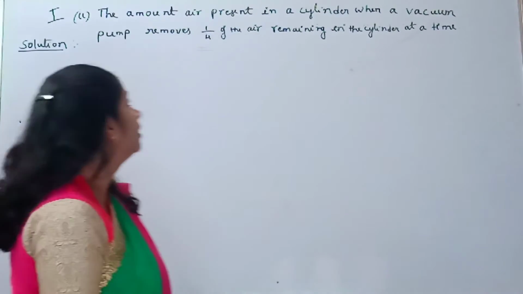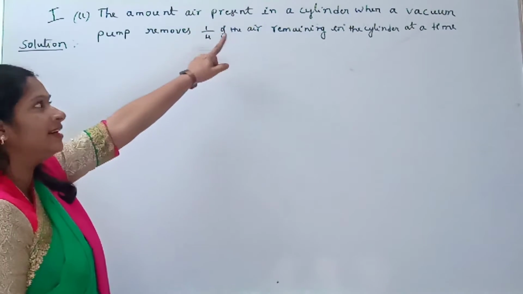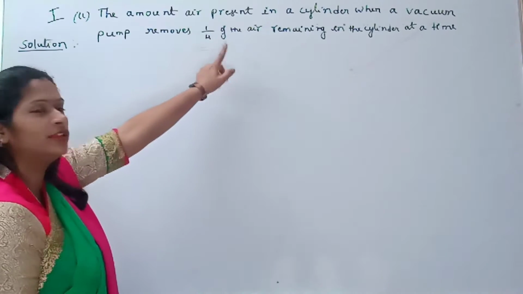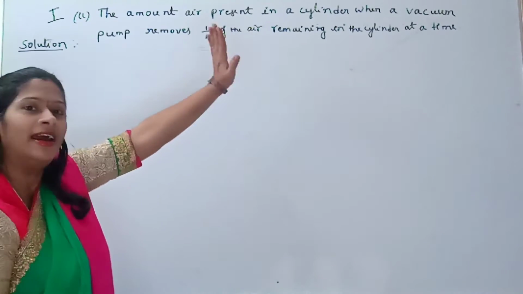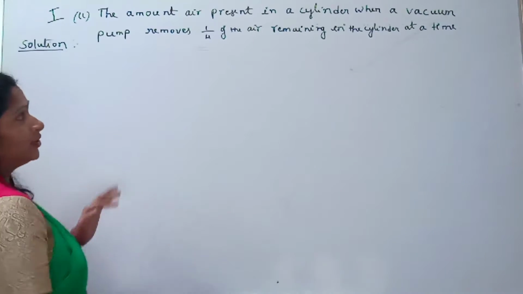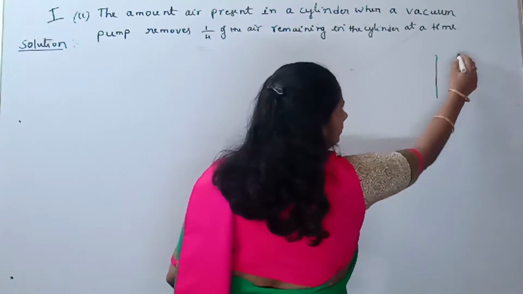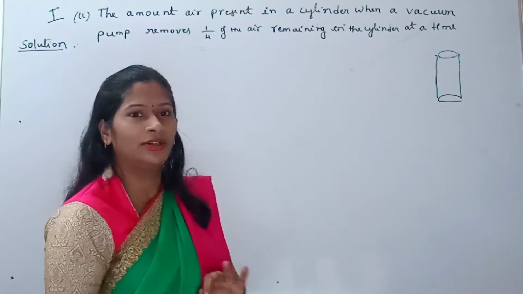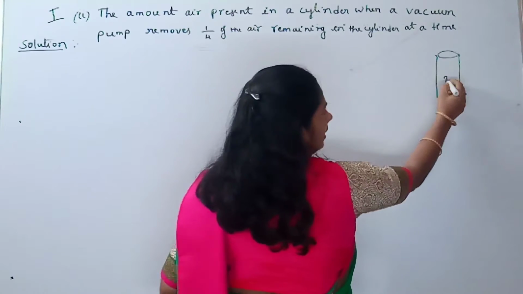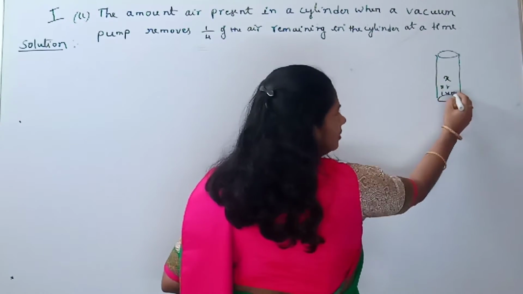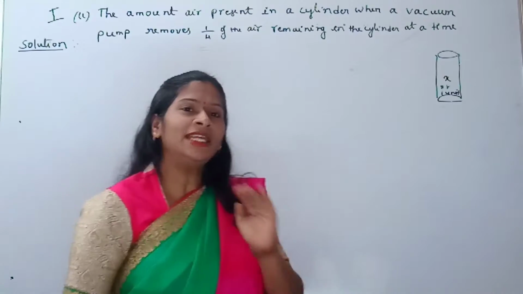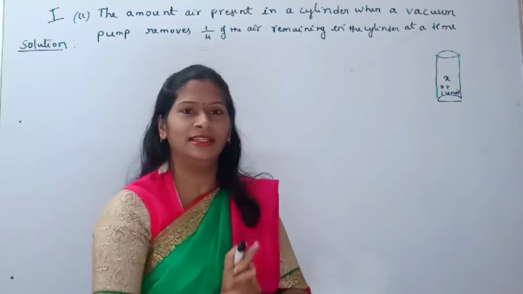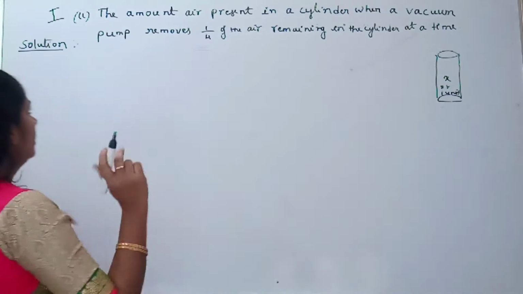Coming to the question, the amount of air present in a cylinder when a vacuum pump removes 1/4 of the air remaining in the cylinder at a time. So let me draw one cylinder. We don't know what is the amount of the air present in the cylinder. Got it? So let me take that as x unit or 1 unit. Now each time that vacuum pump removes 1/4 of the air present in the cylinder. Let us work on this.